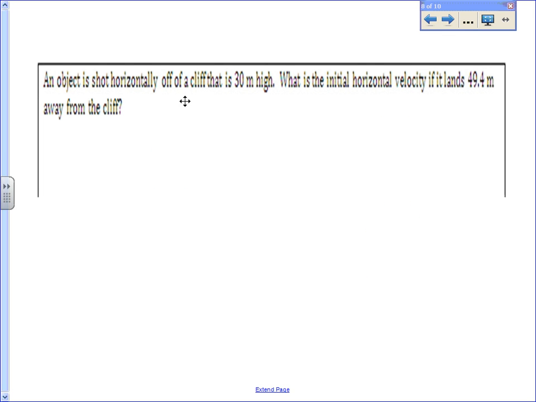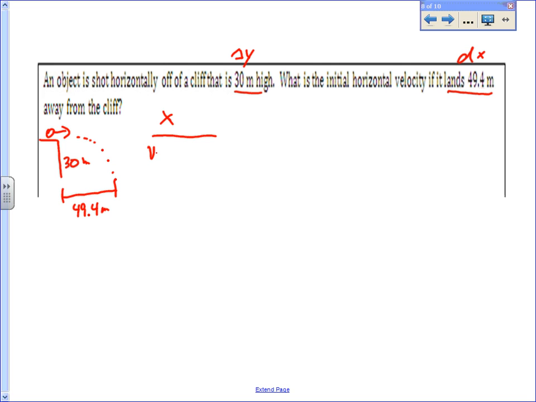All right, so we have an object shot horizontally off a cliff that is 30 meters high. It's going to be my delta y on the negative. And it lands 49.4 meters away. That's going to be my delta x, or my dx. So it's going to be the exact same scenario that we just saw with different numbers. This time we're really high, and we're going to land a little bit further out. So our x side of our t-chart, Vx, dx, and t.